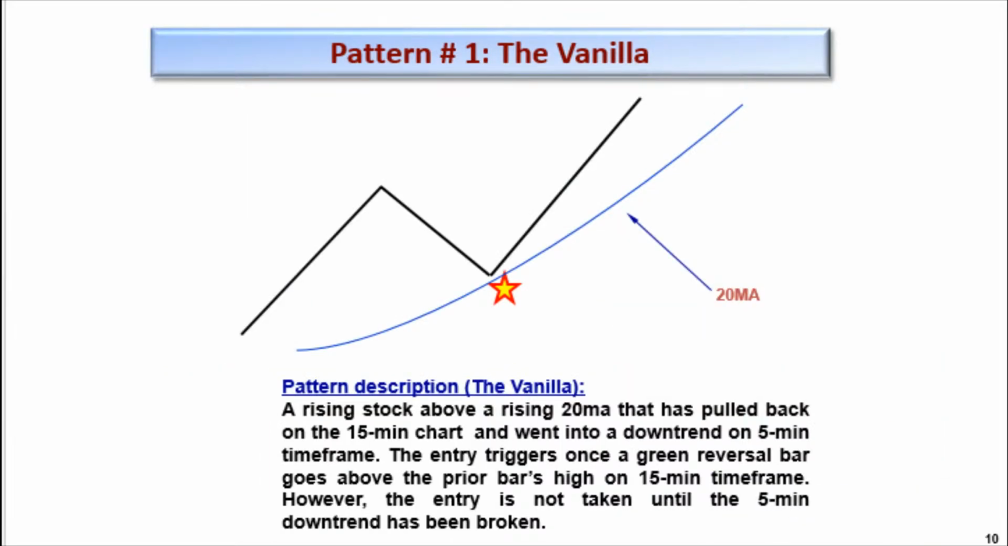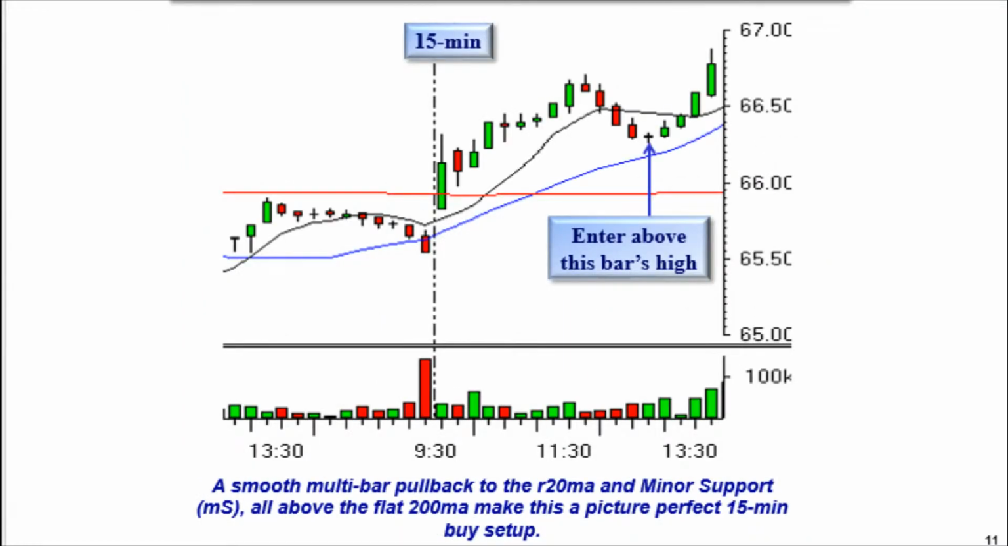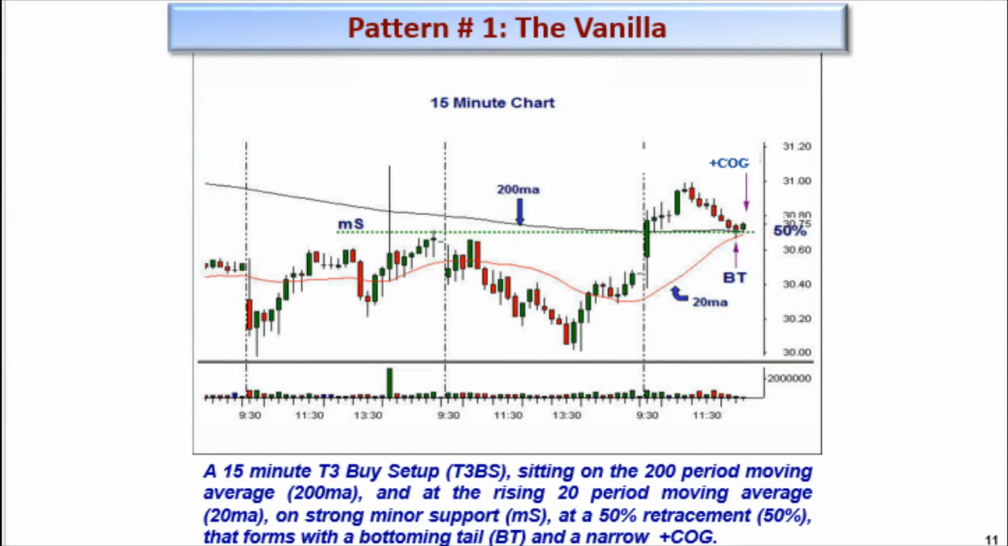But as I said, the vanilla play, the standard buy setup, if it's a picture perfect buy setup, you don't need to do anything. You can just buy it above the last bar's high, stop under it, and target the prior high, and that's it. You don't need to do anything extra. Standard play means standard entries is fine.